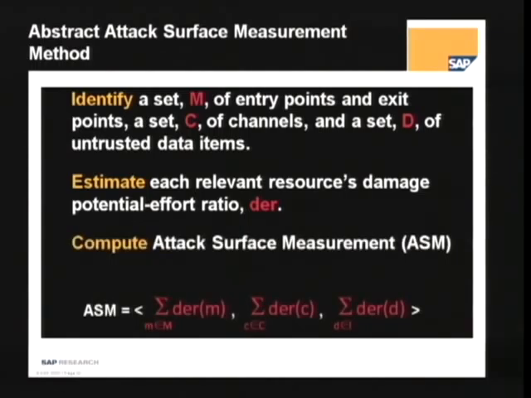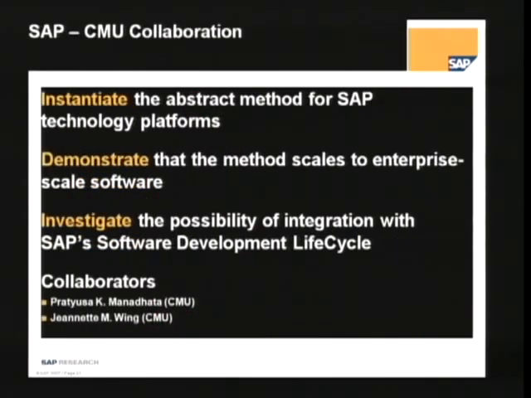So it is the sum of, if I know the damage potential effort ratio for each individual method, then I have a number for all of my methods. If I know the damage potential effort ratio of my channels used in my application, then I know the contribution of the channels to the attack surface of my application, and the same thing applies for the data items. So this is the abstract methodology, and let's now see what we did.